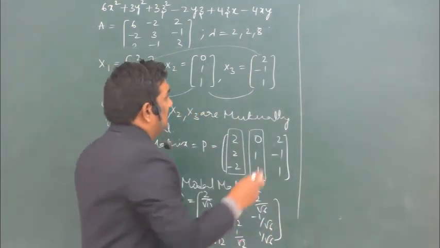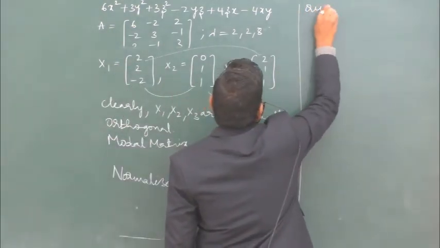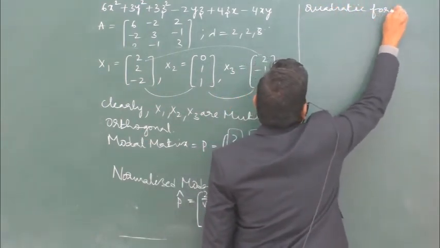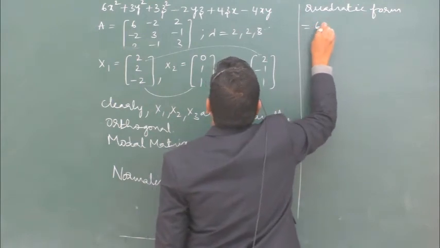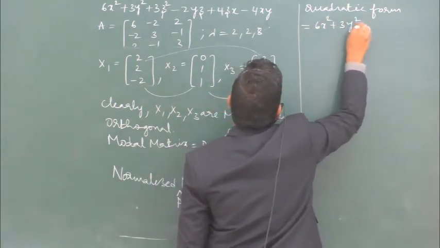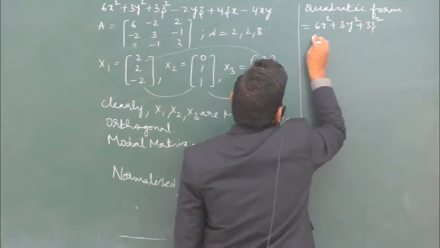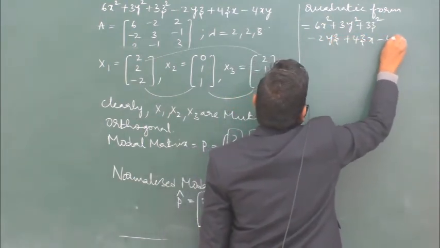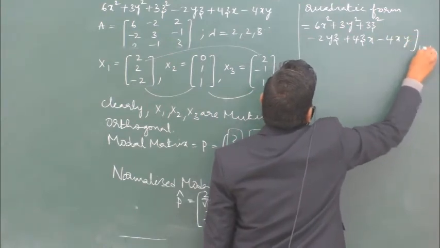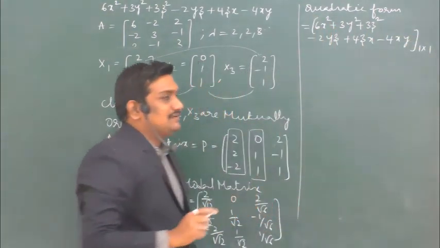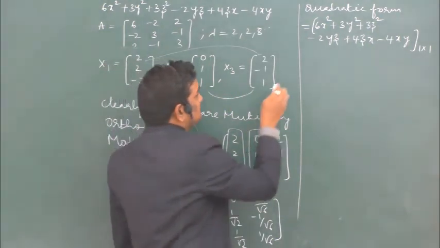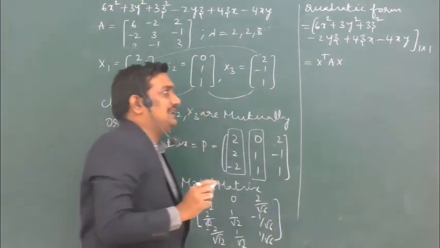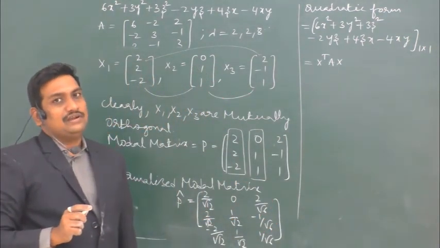Now let us start with the quadratic form. The quadratic form is 6x square plus 3y square plus 3z square minus 2yz plus 4zx minus 4xy. Let us assume this expression as a 1 by 1 square matrix. So it can be represented in matrix notation by x transpose Ax, where x is the column matrix xyz, and A is the matrix of the quadratic form.